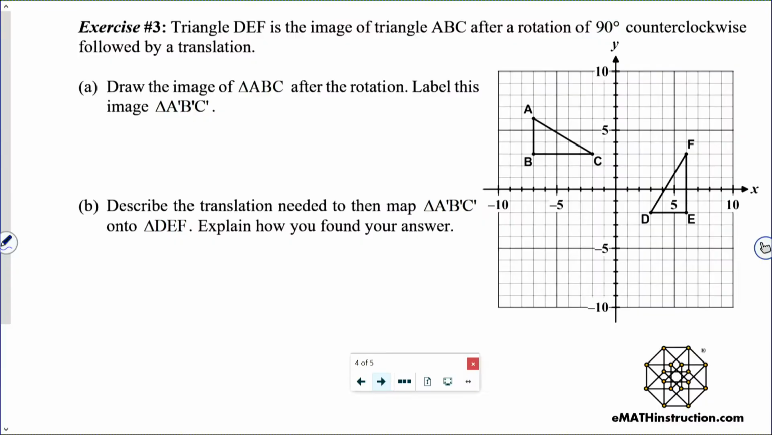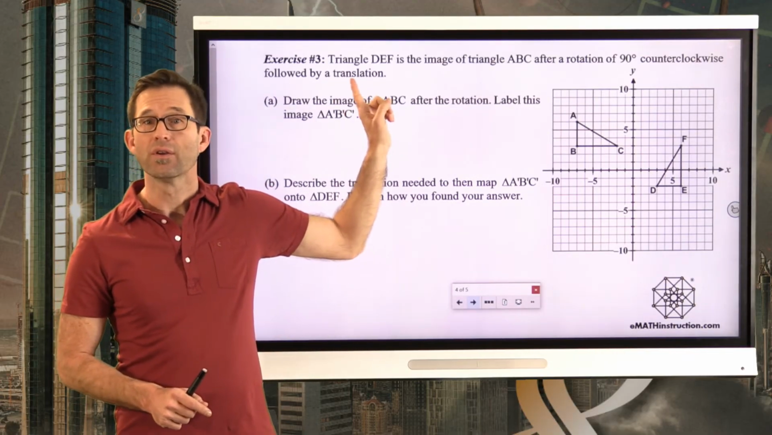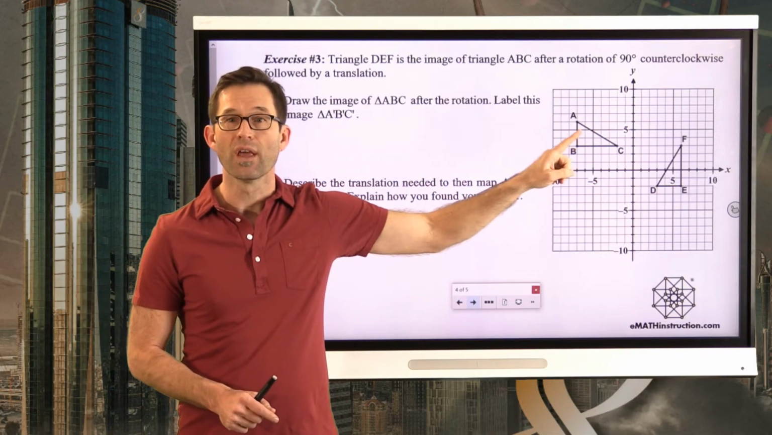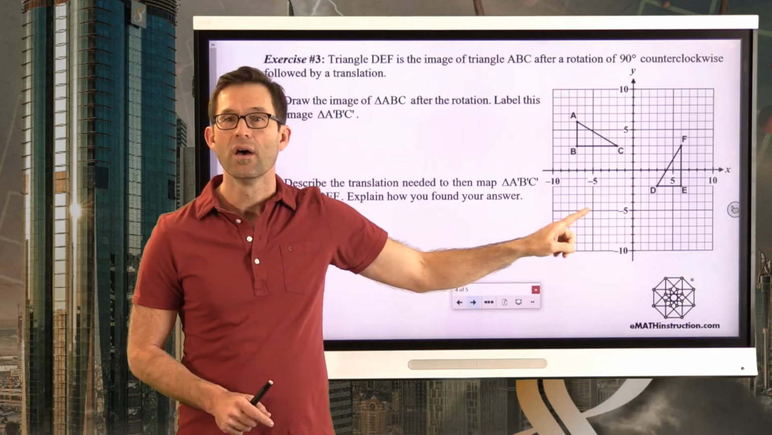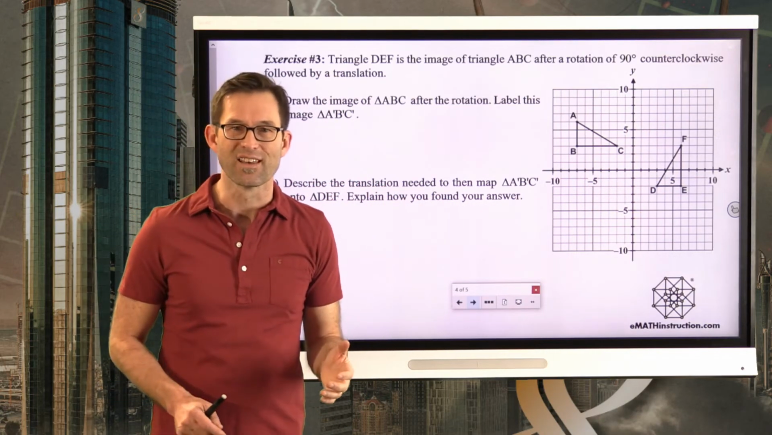Exercise number 3. Triangle DEF is the image of triangle ABC after a rotation of 90 degrees counterclockwise, followed by a translation. Draw the image of triangle ABC after the rotation. Label this image triangle A prime, B prime, C prime. All right, great. So again, note, what we're doing is we're telling you triangle DEF, this one, is the image of ABC after a rotation by 90 degrees counterclockwise, followed by some translation. Notice translations get involved in a lot of these things, right?